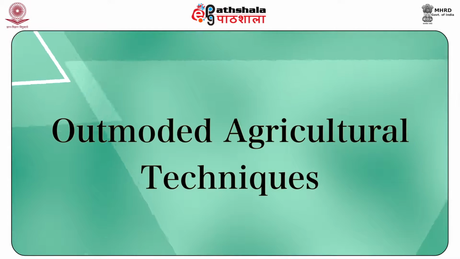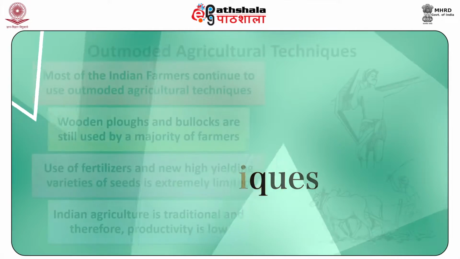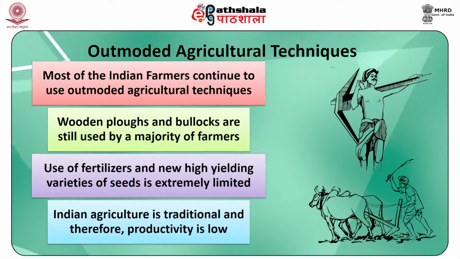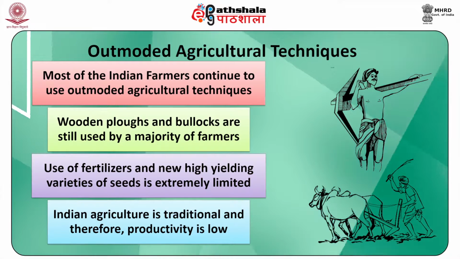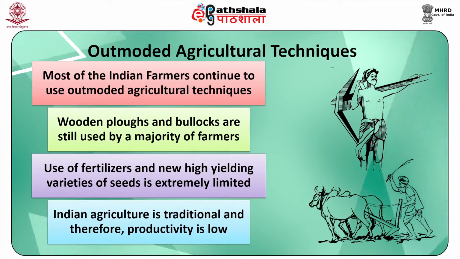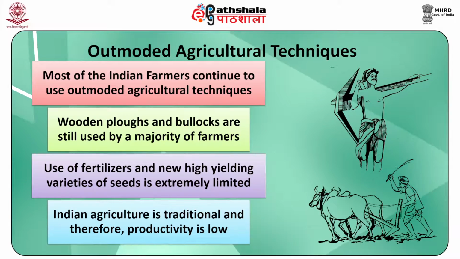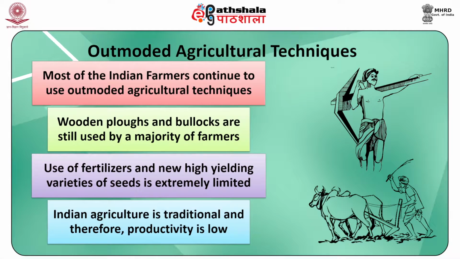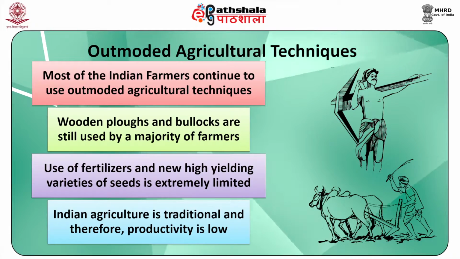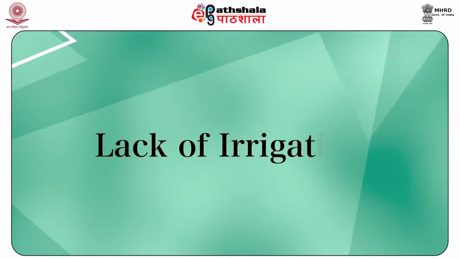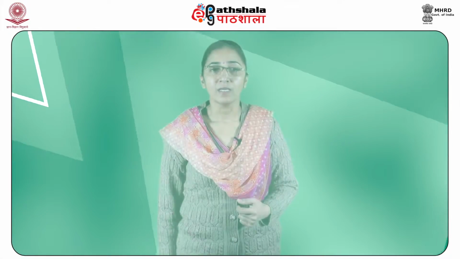Number 6, outmoded agricultural techniques. Most of the Indian farmers continue to use outmoded agriculture techniques. Wooden plows and bullocks are still used by a majority of farmers. Use of fertilizers and new high-yielding varieties of seeds is extremely limited. In brief, Indian agriculture is traditional and therefore productivity is low. Number 7, lack of irrigation. Irrigation plays an important role in Indian agriculture.